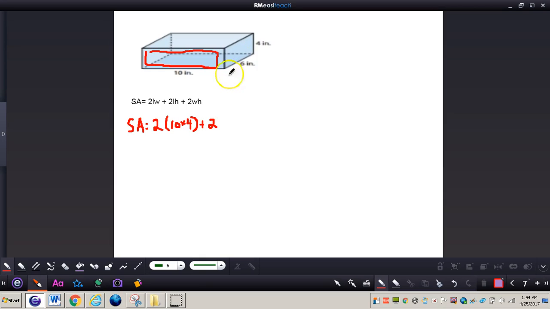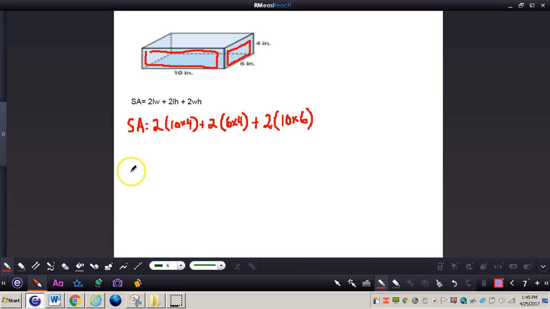Plus 2 times, look at this right figure, the right rectangle here, 6 times 4. Why is it 2 times 6 times 4? Because there's a right and a left side. Plus 2 times, we're going to find that top. We know it's 10 by 6. So 10 times 6. Now we're going to do order of operations.